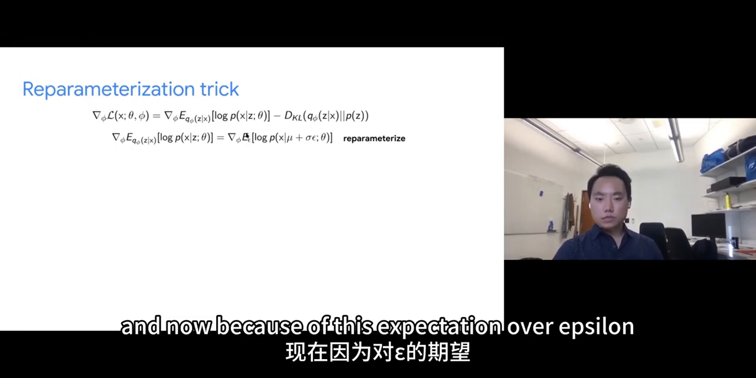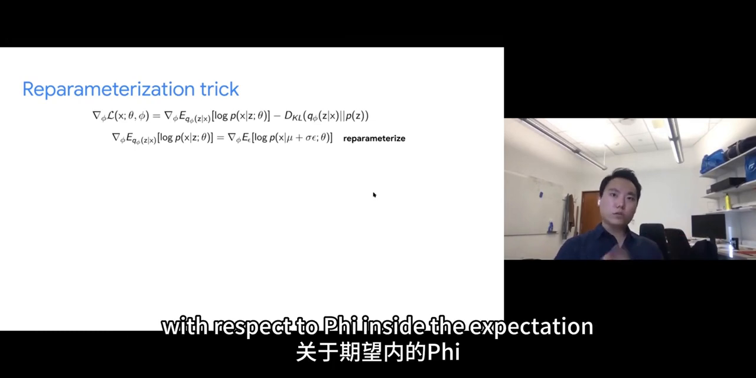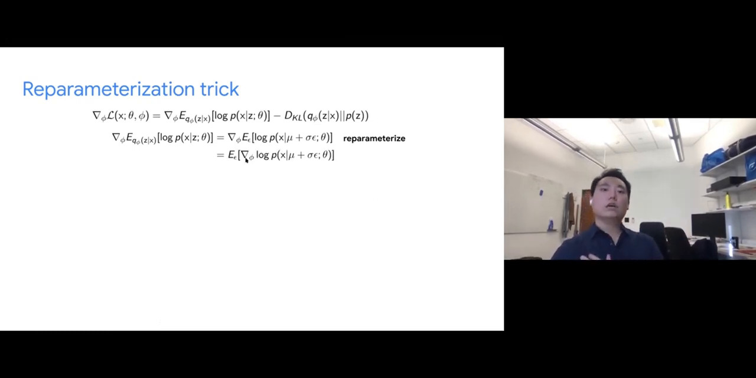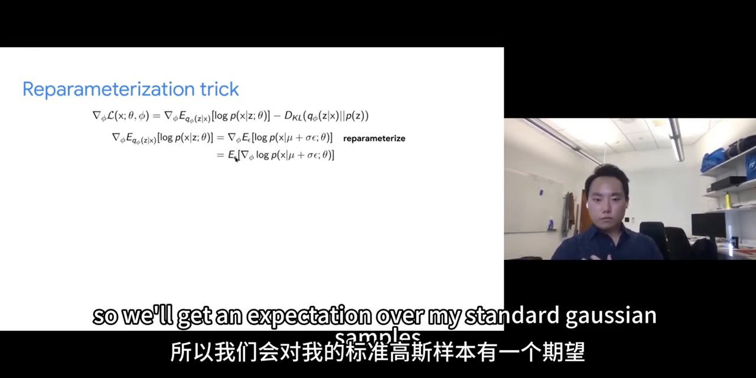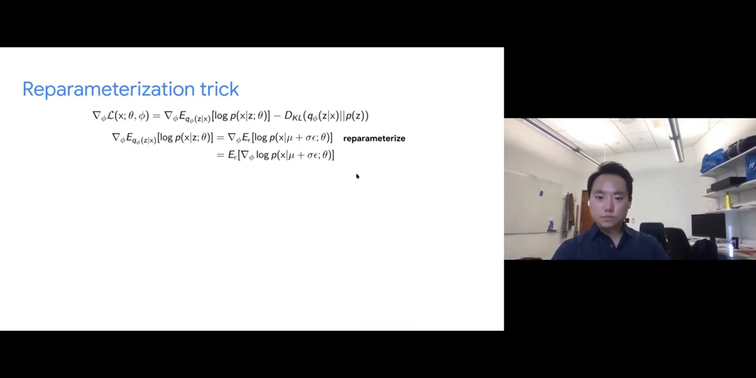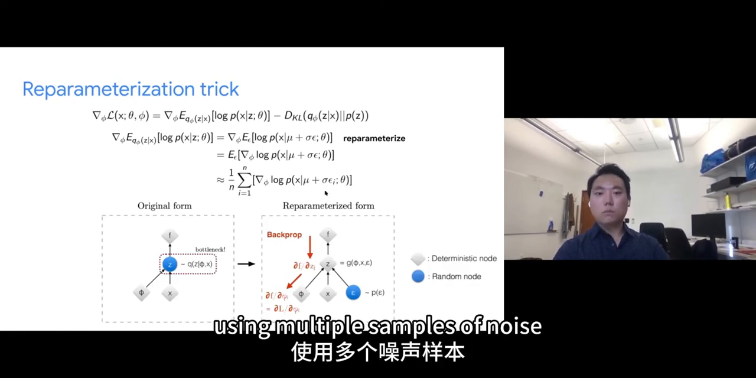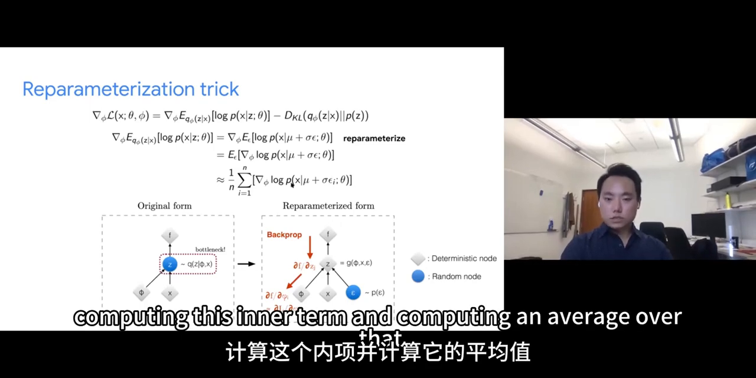And now because of this expectation over epsilon that does not depend on phi, I can move my gradient with respect to phi inside the expectation. So again, expectation over my standard Gaussian samples, a gradient with respect to phi, and a log of my P of X given Z. And therefore, you can also approximate this using multiple samples of noise, computing this inner term and computing an average over that.